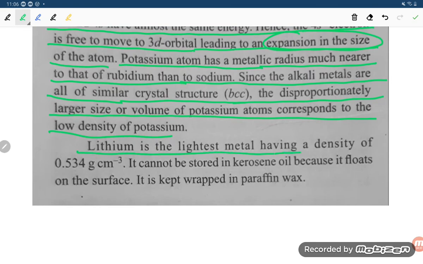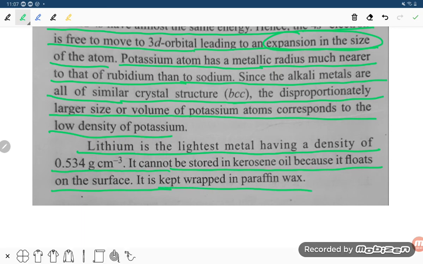Lithium is the lightest metal, having a density of 0.534 gram per centimeter cube. It cannot be stored in kerosene oil because it floats on the surface. It is kept wrapped in paraffin wax.